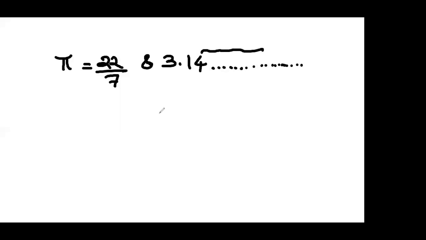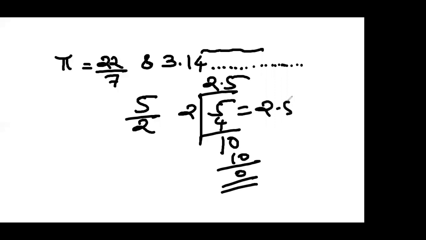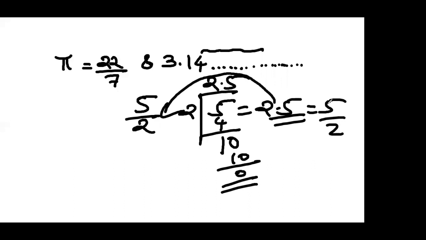We cannot stop it. Suppose I say 5 divided by 2. If you divide 5 by 2, what will be there? 2 fours are 8, 1 is taken down. You put a decimal, put a 0 over here, and 2 fives are 10. You will get the remainder 0. Remainder 0 means this division has stopped. That means 2.5 is also called 5 by 2. You can revert back. That means 2.5 is also a rational number because it is defined and it is a terminating decimal.